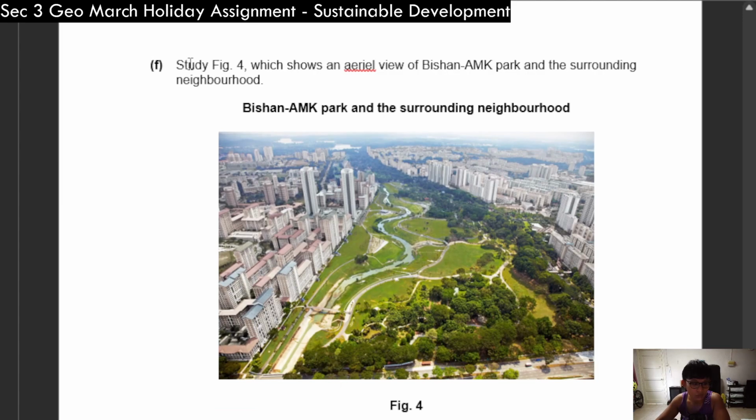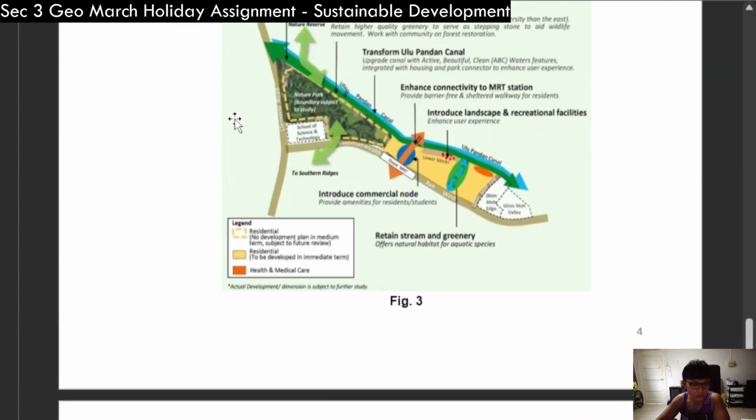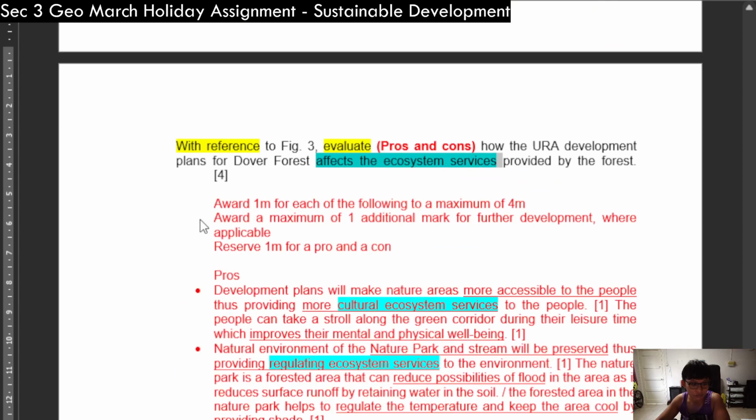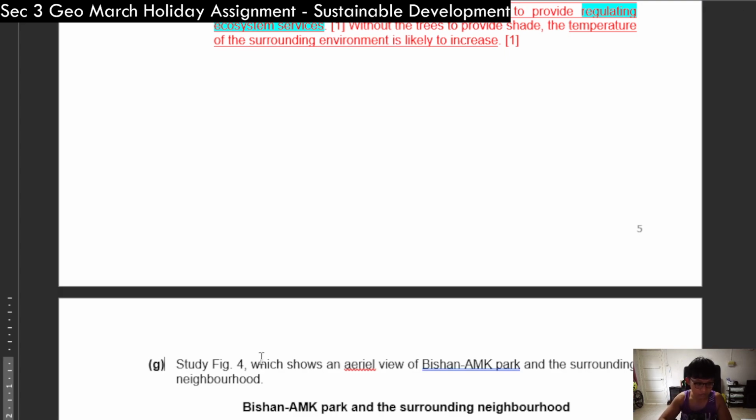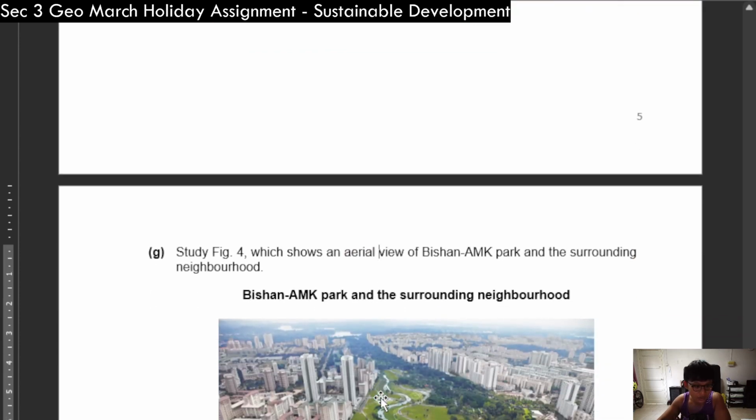Okay, next question. So this is question 5. So this one would be question 6. Study figure 4, which shows the top-down view of Bishan Ang Mo Kio Park and the surrounding neighborhood.